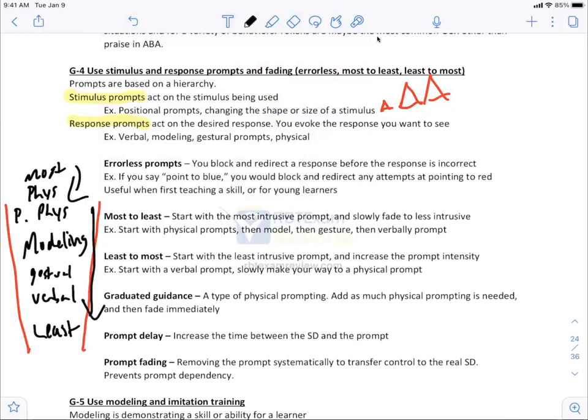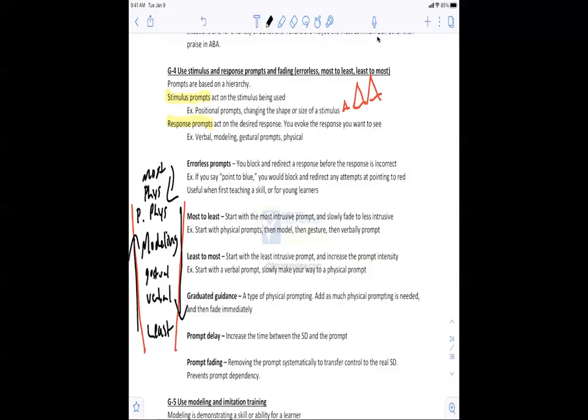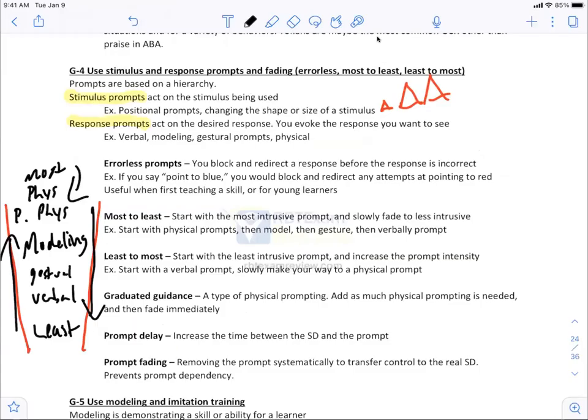Least to most is the opposite. You're going to start with the least, slowly increase it as needed up to the top, okay? What about graduated guidance? Graduated guidance is a type of physical prompting. You're going to add as much physical prompting as needed, and then as soon as they don't need it anymore, you fade it immediately. So for example, you do hand over hand, they don't need hand over hand, fade it, okay? Maybe if they need it again, you just touch the elbows, fade it, right? So a very quick, rapid fading of physical prompting.